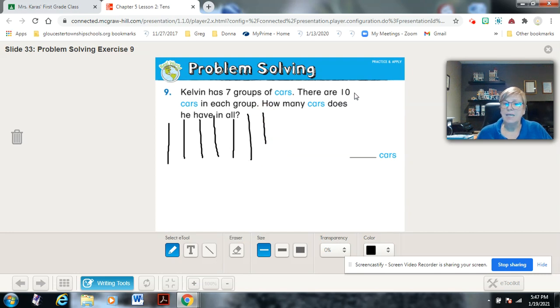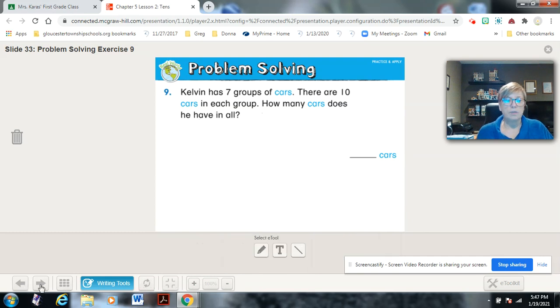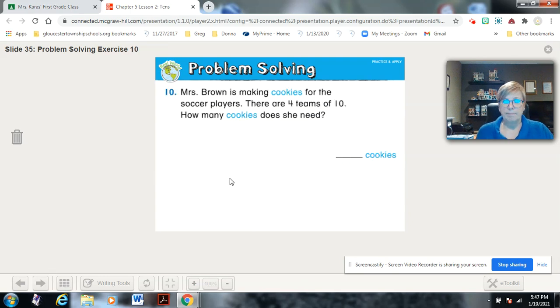There are 10 in each. So how do I have to count? That's right, by tens. 10, 20, 30, 40, 50, 60, 70 cars. Wow, he has a lot of cars. All right, 70 cars. Okay, I'm sure we took our time. Let's check the way they did it. Yep, 70 cars.